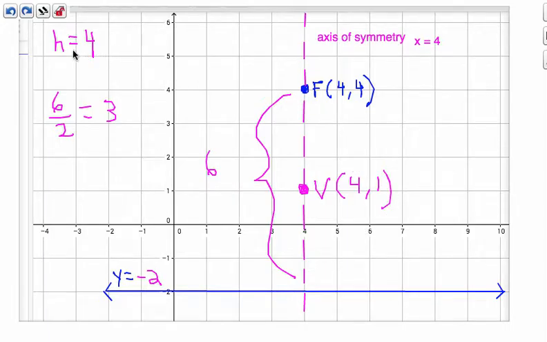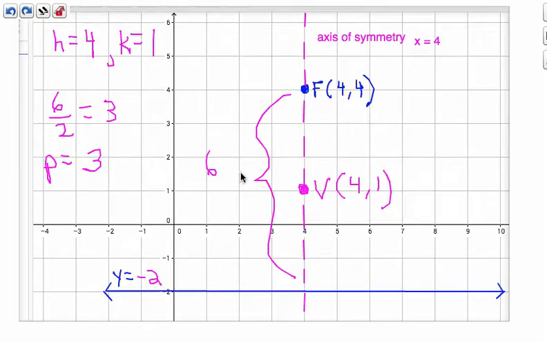So we've now obtained our h and our k. k equals 1. k is the y coordinate of the vertex. h is the x coordinate of the vertex. Now all we need to obtain is p. p is half the distance from the focus to the directrix. So p is 3.